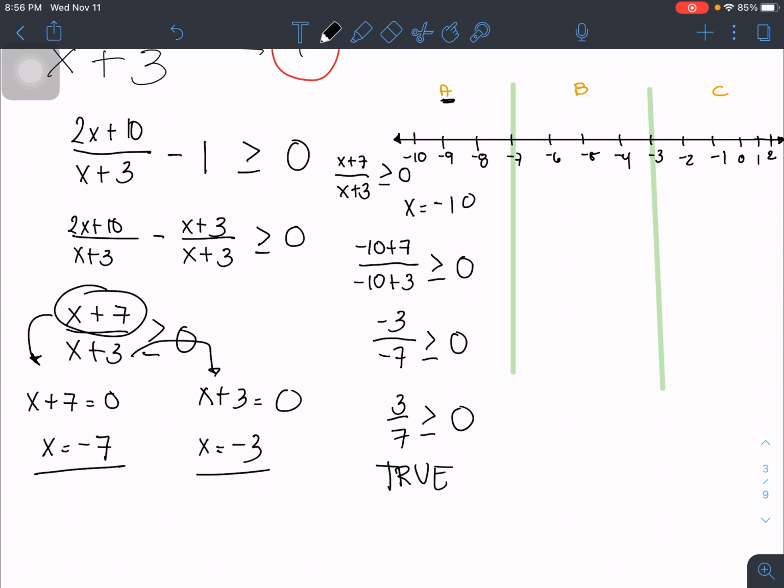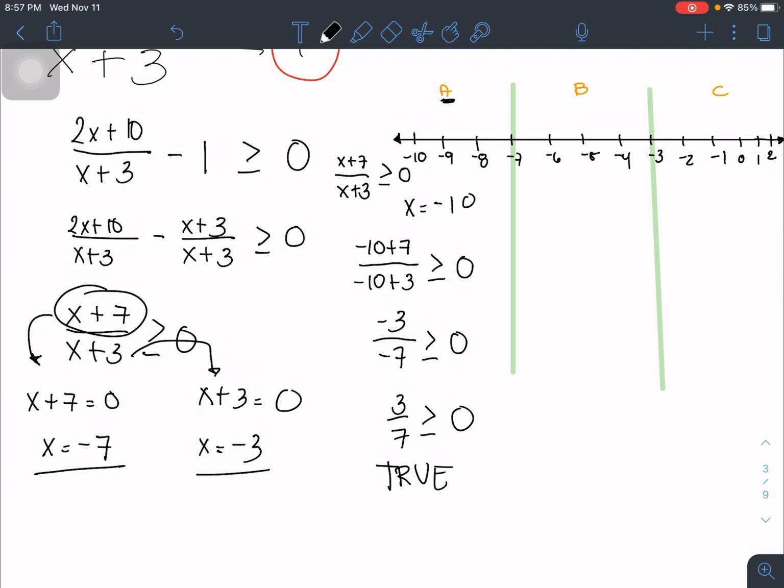So meaning to say, values lying on region A will be a solution of x on this expression. Okay? So this includes negative 8, negative 9, negative 10, negative 11, negative 100, negative 1000. Okay? So let's prove region B.